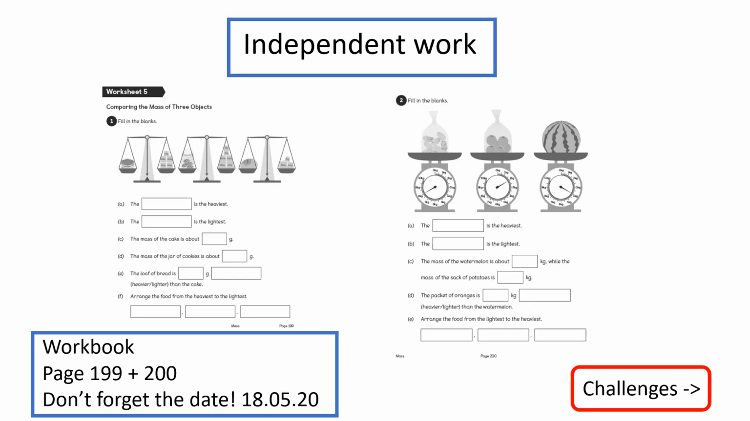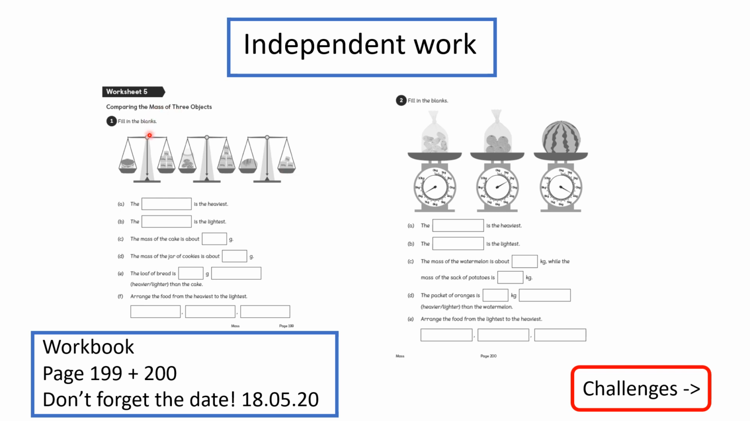Okay, so for your independent work today, I would like you to complete in your workbooks 2 pages, page 199 and page 200. And they look a lot like the guided practice we just did together. In the first page, you have a picture of 3 different weighing scales with 3 different masses. However, the mass is not written there for you yet.